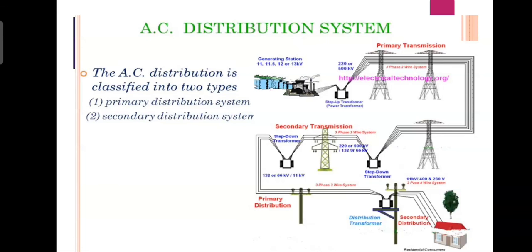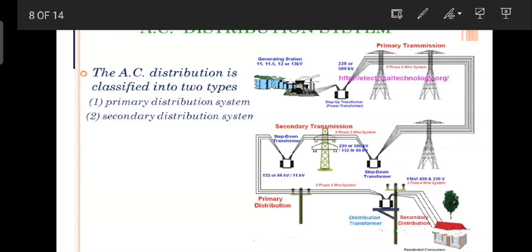First is the AC distribution system. This is the figure of the AC distribution system, and it is again classified into two types: the primary distribution system and the secondary distribution system. In this AC distribution system, no converter, no inverter, and no rectifier is required. It is directly transformed across the transmission line, the sub-transmission line, and our transformer, and then to our load section.